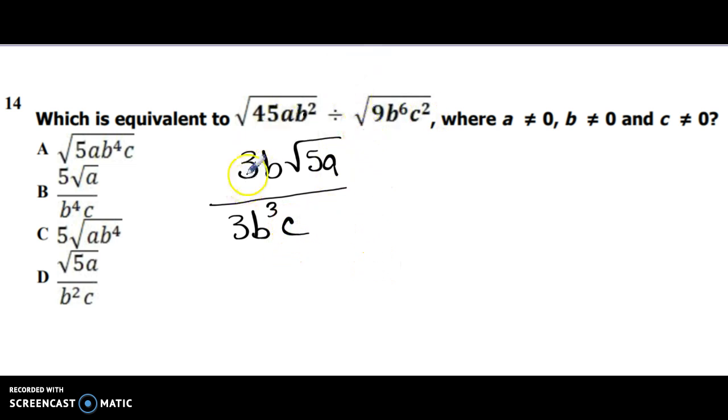Now we can simplify a little bit. 3's cancel. Largest exponent for b is on the bottom, so I take 1 away from 3, and that's going to leave me a b squared. So what I have left on top is the square root of 5a over b squared c.